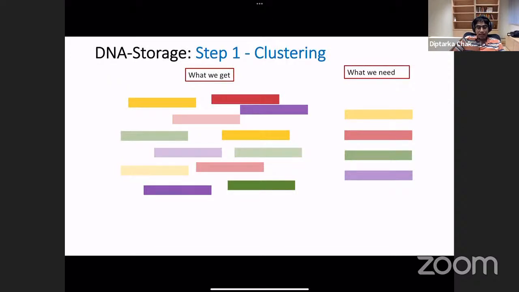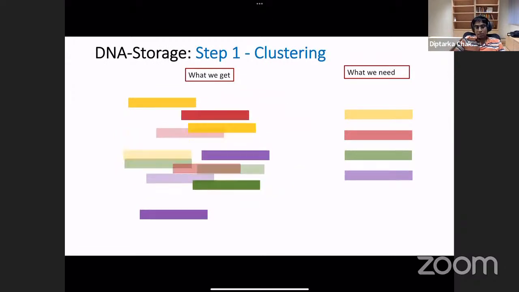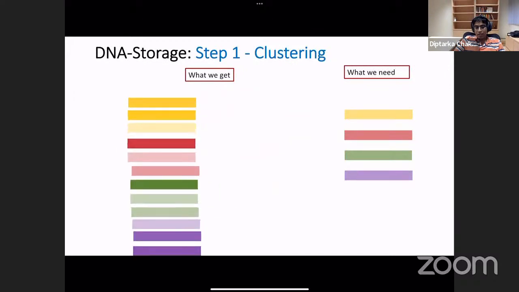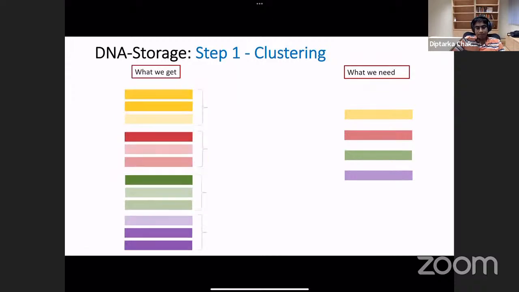Oh, so what is the first step? The first step to retrieve this actual data is clustering, because all these things are intermixed. So now I will cluster them so that at least I can identify from which set of copies I should get the actual copy. Okay, so now I cluster them. All the yellow points will come into cluster 1, then red points in cluster 2, and so on. So this is the first step, clustering.